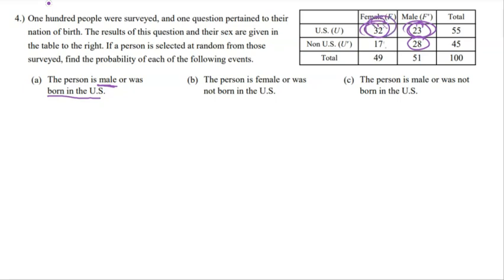So here's what we can do. We can add this plus this plus this. So 32 are female born in the US, 23 are male born in the US, and 28 are male not born in the US, but they can be included because they're male. And then over the total number, so in the denominator we want to put the total, which is 100. And so that gives us 32 plus 23, that's 55. 55 plus 28 is 83. And so we have 83 out of 100, and 83 out of 100 is 0.83, okay?